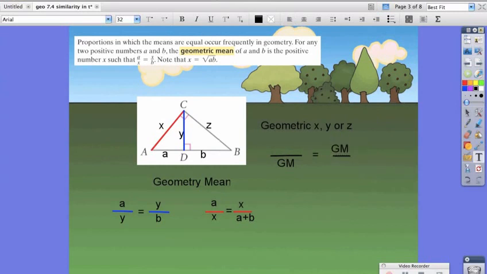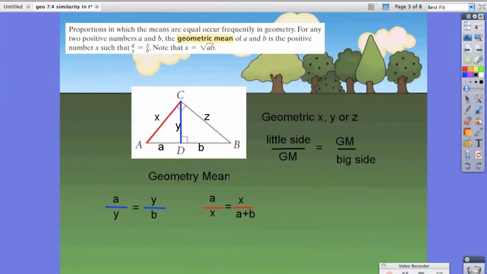Now, the way that we look at this is to fill in the rest of the blanks. This is little side and big side. But you always want to start off with a geometric mean first. So let's start off with the red. We have our geometric mean, which is our x. So x and x are in the appropriate spot.